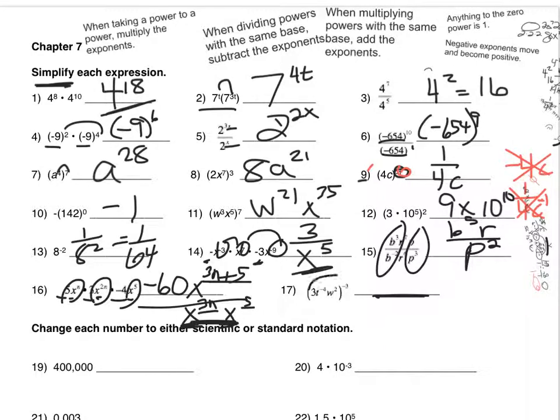So first of all, I have 3 to the negative third power, which moves to the bottom and becomes 3 to the positive third power, which is 27. We have t to the negative fourth to the negative third, which is t to the positive 12, so that's up top. And then w squared to the negative third is w to the negative 6, which moves down to the denominator and becomes w to the positive 6. So we have t to the 12th over 27 w to the 6th.